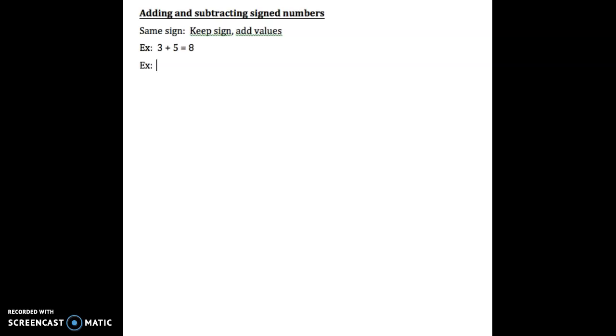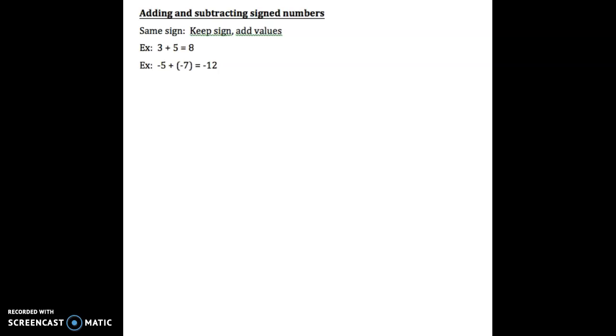If I want to add negative 5 plus negative 7, those are both negative values. So I'm going to keep the sign, which means my answer is going to be negative, and I'm going to add the values. 5 plus 7 is 12.